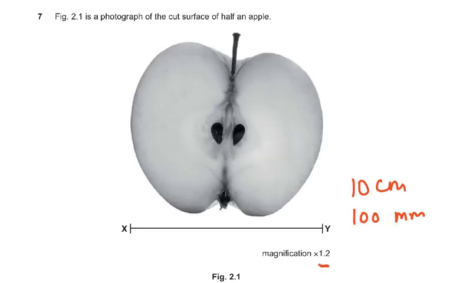Now coming to another ATP paper, which is on pectinase as well. So I'm going to be talking about that. Figure 2.1 is a photograph of the cut surface of half an apple. Measure the length of it, it's 10 centimeters. So you always answer in millimeter. Please remember that. Magnification is 1.2 times.